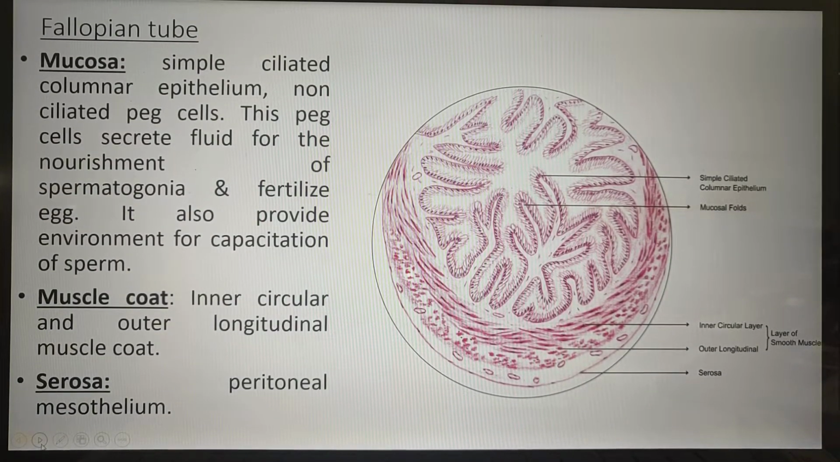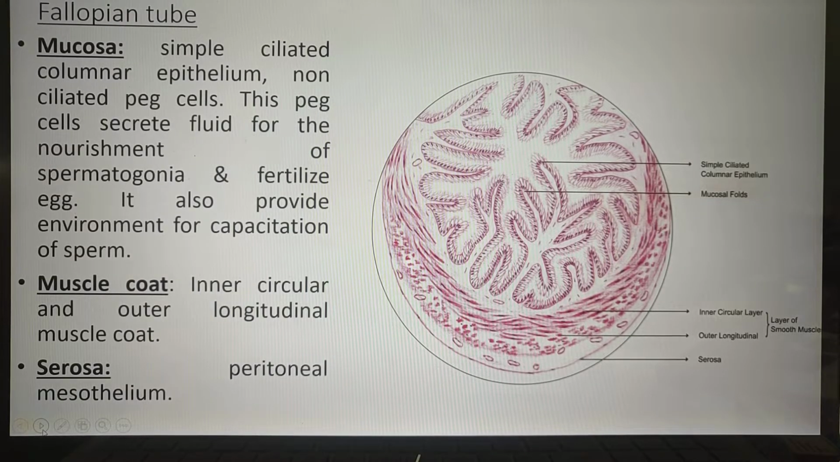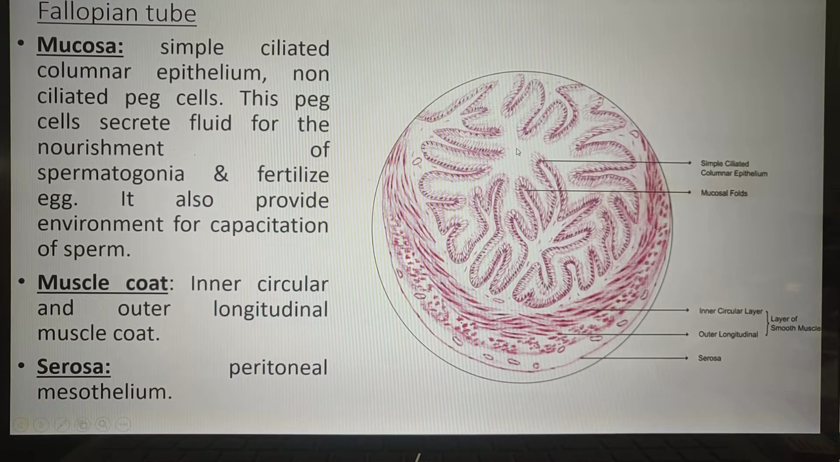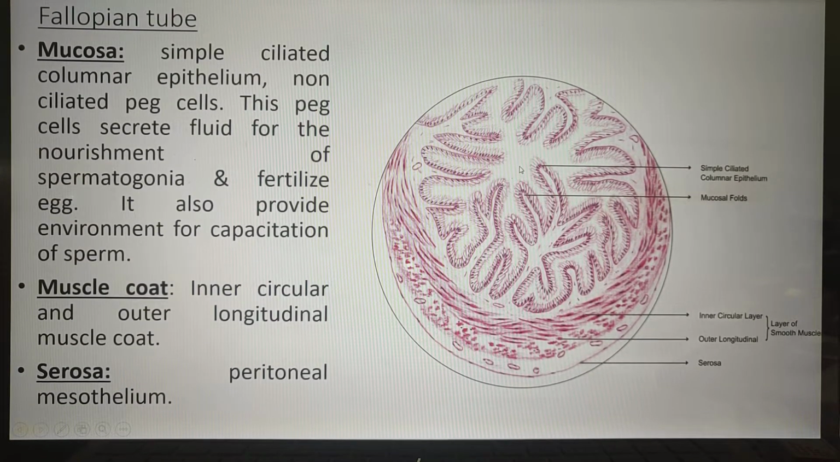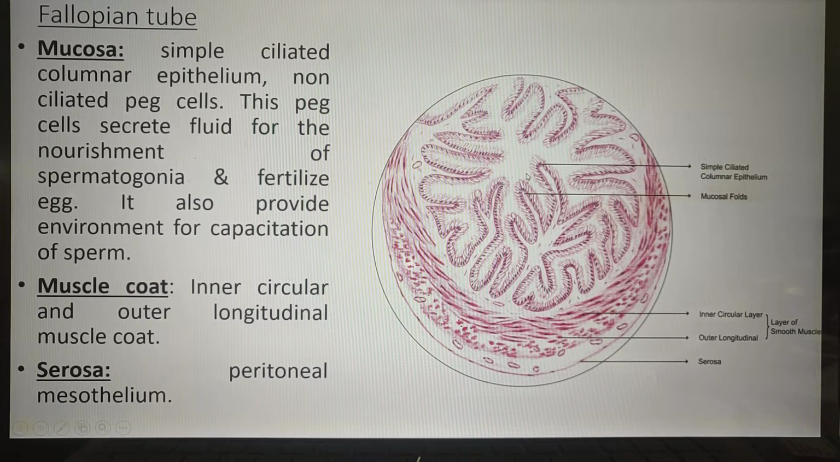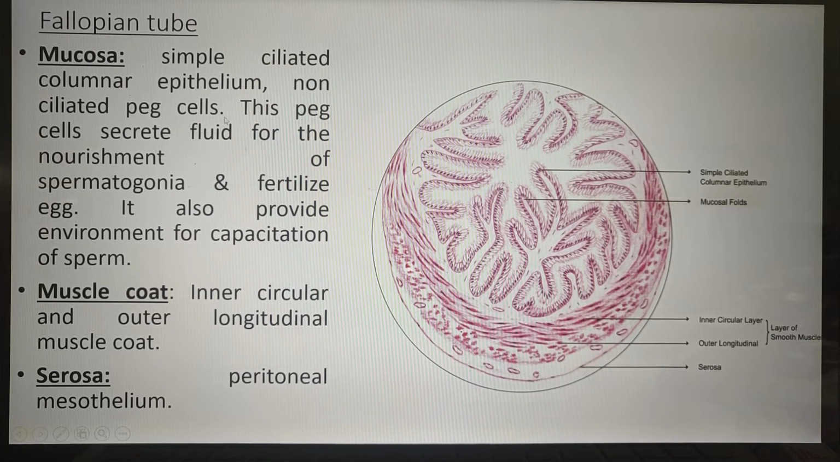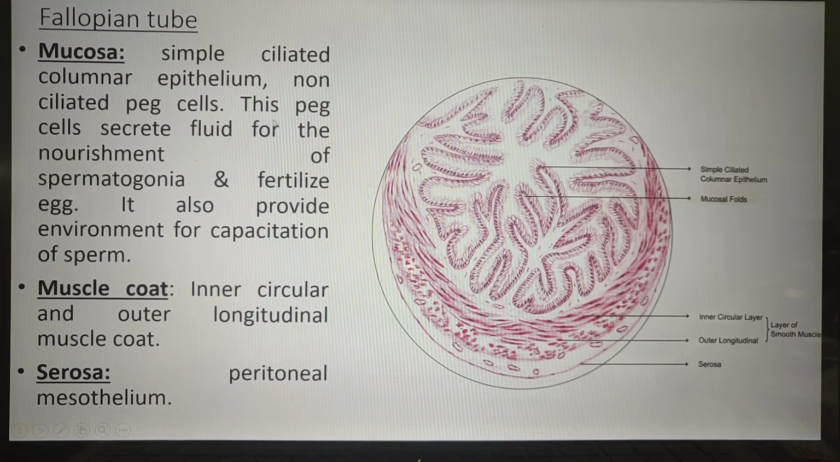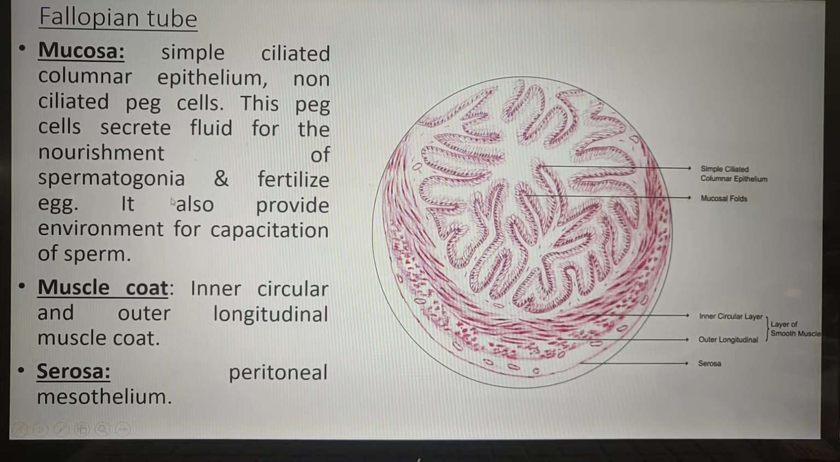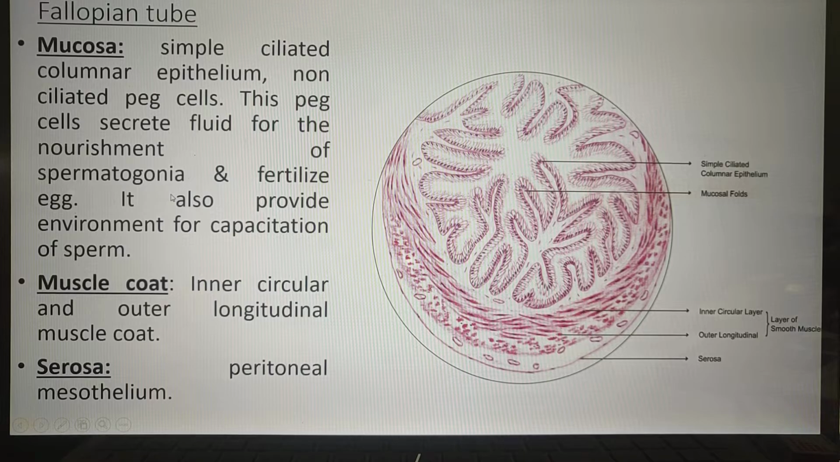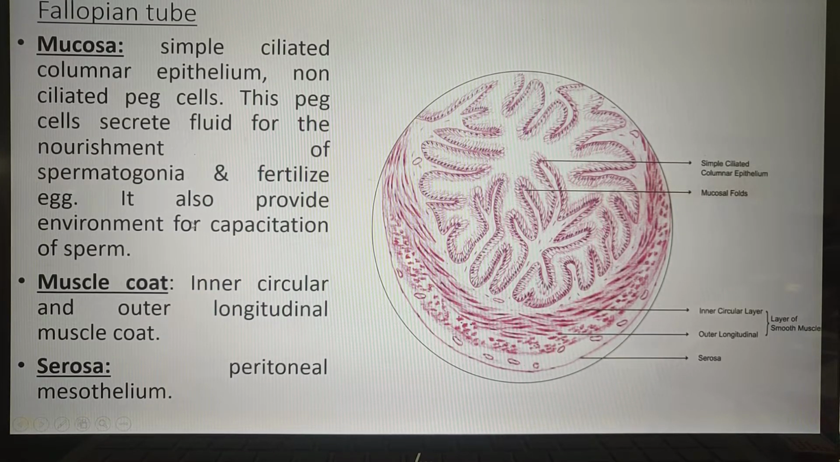The second slide is the fallopian tube. The mucosa is lined by simple ciliated columnar epithelium. There are non-ciliated peg cells and ciliated cells. These peg cells secrete a fluid for the nourishment of the spermatozoa and the fertilized egg. It also provides an environment for capacitation of the sperm.